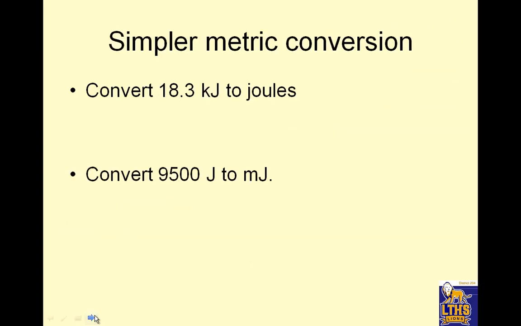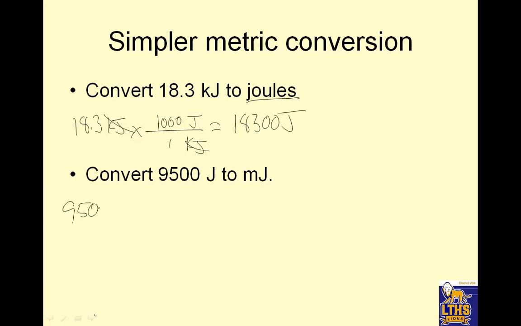Simpler metric conversions. I give you the hard ones first. I know I'm crazy. 18.3 kilojoules to joules. Same thing. I'm in kilojoules. I hate you, kilojoules. The only thing I can go into is joules. Oh, wait. I know that 1,000 joules equals 1 kilojoule. And I'm all done. So that'd be 18,300 joules.